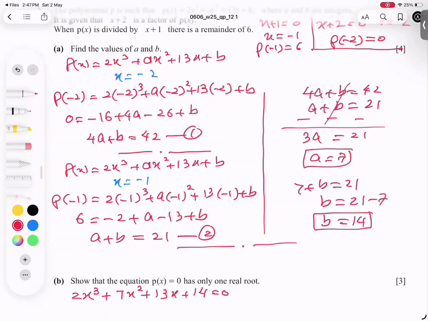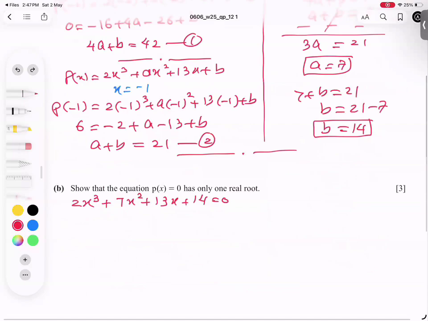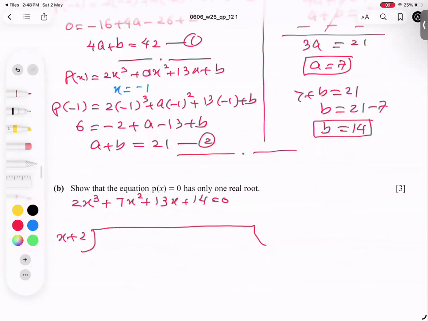Now, students, how to get the other factors? Listen to me. With the word factor, use the factor. I will not talk about x plus 1. I will talk about x plus 2 because of the word factor. I will keep x plus 2 outside and do a long division. Have a check, please. X plus 2, I'm keeping outside. And the complete equation will come inside. Like this.